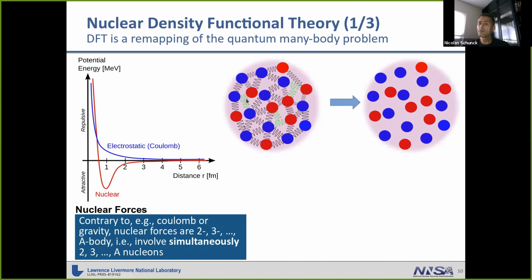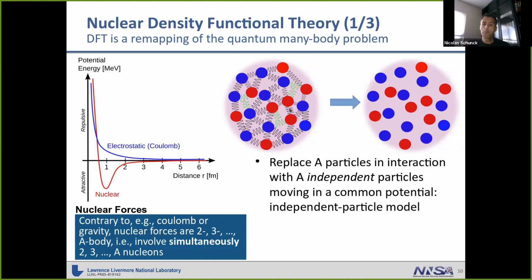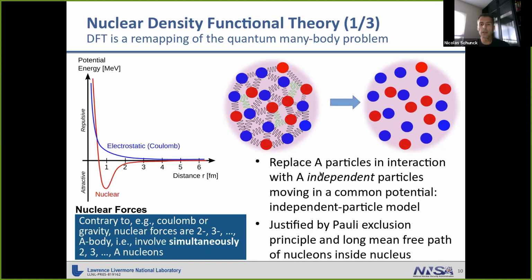So what DFT does is replace it by describing the system as A particles that are independent of one another. So you replace A particles in interaction with A independent particles, and you only have to specify that those particles move in a common potential. This is what is known as the independent particle model. And if you think that's kind of a drastic approximation, it's actually very well justified in nuclear physics because of the very long mean free path of nucleons inside the nucleus.